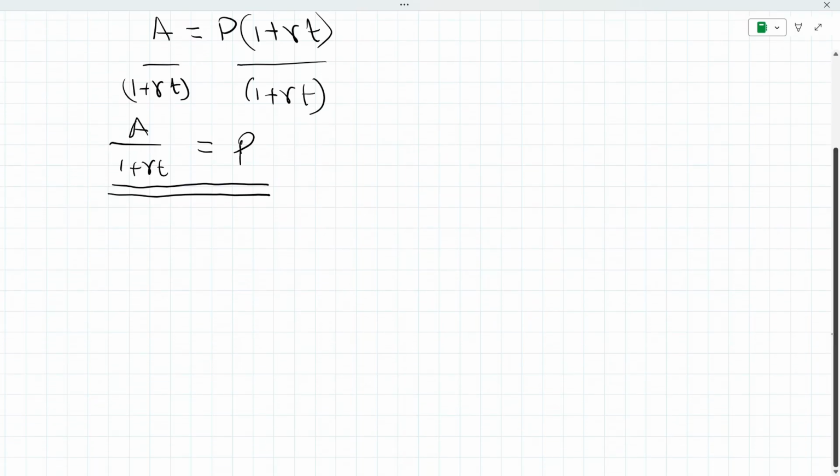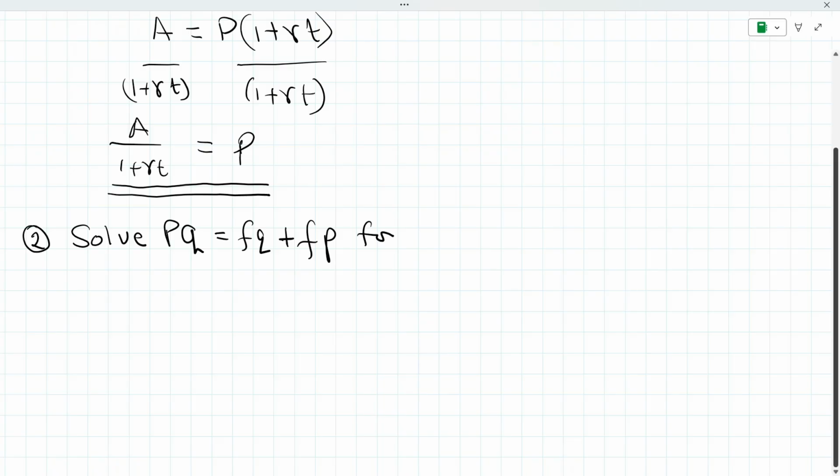Okay, let's try another example and see too. We are told to solve PQ is equal to FQ plus FP for F. Again, we are solving for F, so we have to make sure we simplify what we have here. And this will be PQ is equal to F into P plus Q.